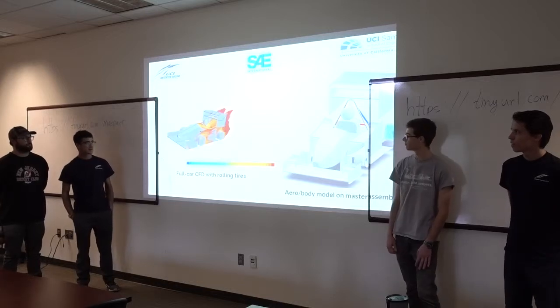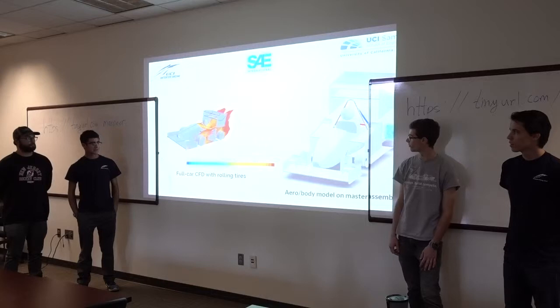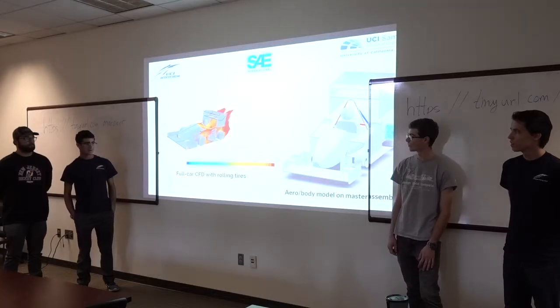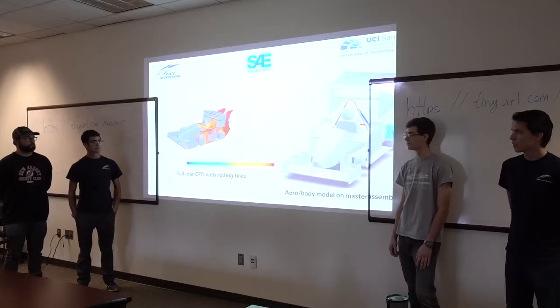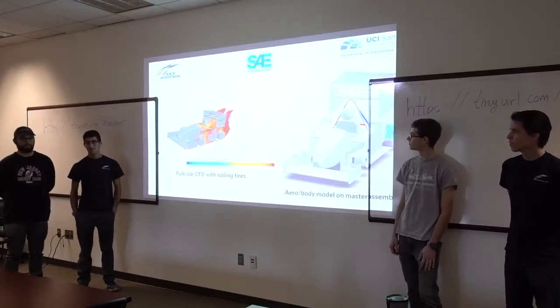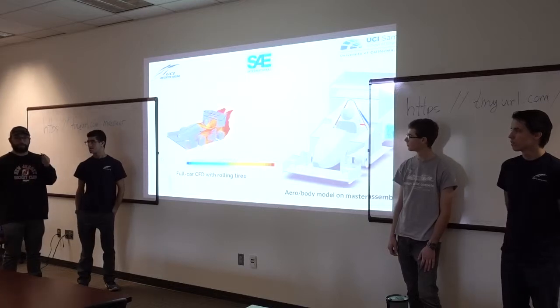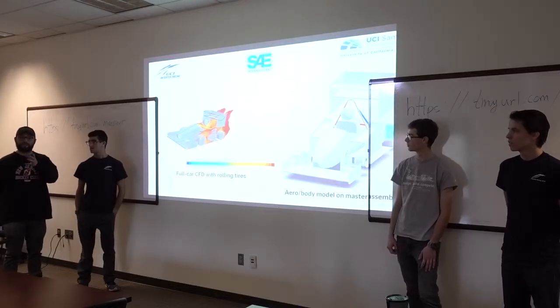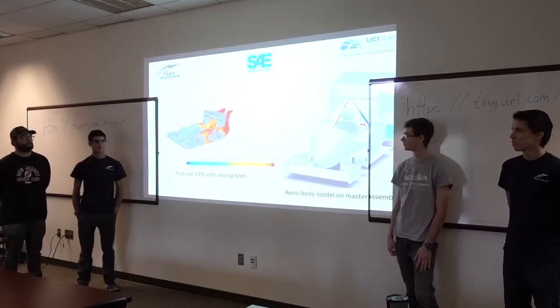So here you can see a full car CFD with rolling tires, so that's as accurate as we believe that we can get it. And then the aero and body is again presented on the master assembly to your right. Just to reiterate, this isn't done in a wind tunnel type simulation. The car is moving at 40 miles an hour and the air is stagnant. So we have boundary layer on the floor as well as the rolling tire effect.